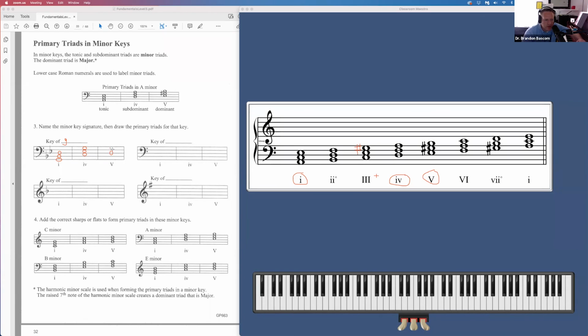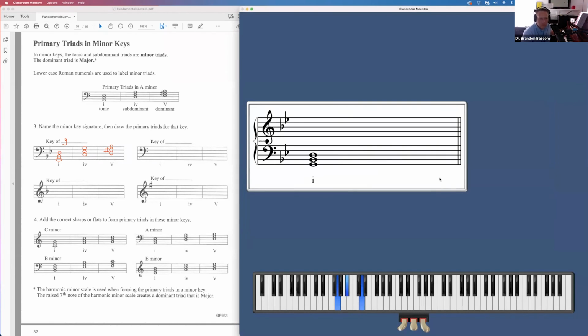Now remember, we got to raise our scale degree 7. So that F is going to become an F sharp. And there's my answer.